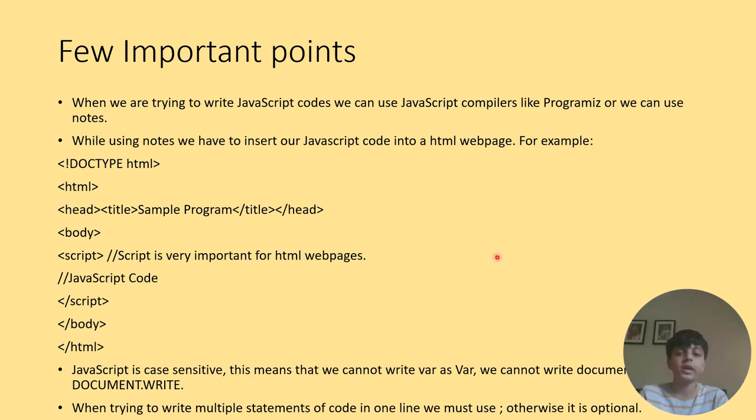So, secondly, JavaScript is case sensitive. What does this mean? This means that we cannot write tags like var, which is a tag for a variable we'll learn about next. So we cannot write it as capital VAR, just like how we can't write document.write as capital document.write. Now, what document.write is, it's a simple tag to write something on your JavaScript web page. So, thirdly, when trying to insert multiple codes in one line, we must use a semicolon.